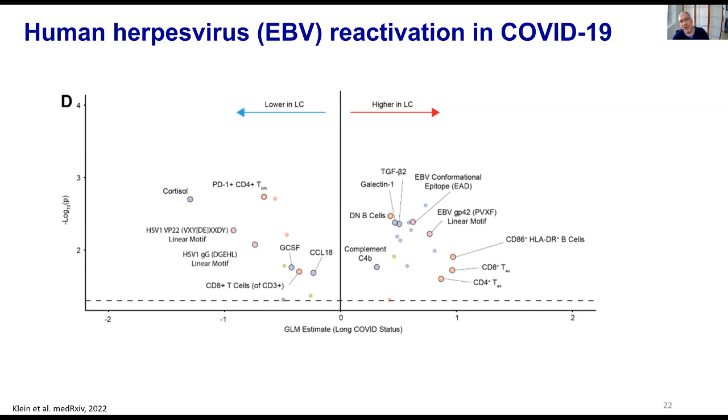And I should say there's been more work, again from the Yale group, using a general linear model to estimate that persistence of EBV motifs or antigens is also associated with PASC, as well as some of these other immune dysregulation and markers of inflammation over time. So this is another way of showing these types of data.